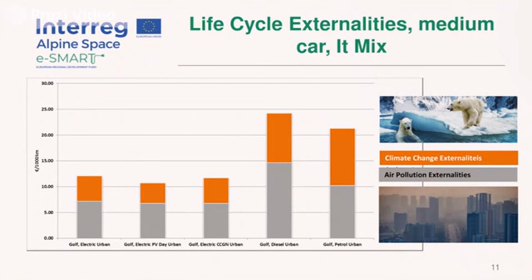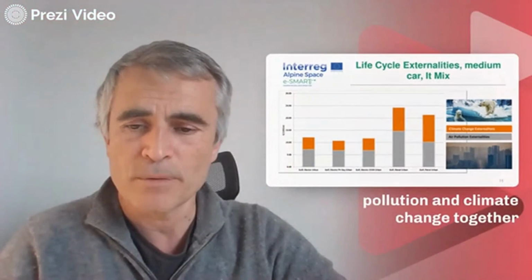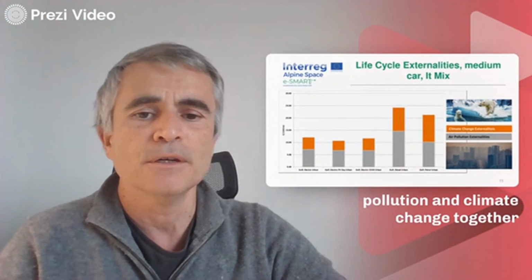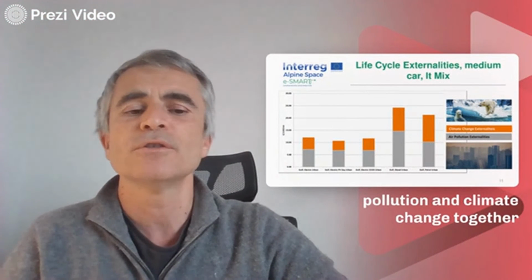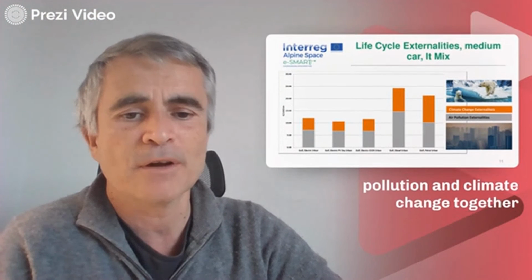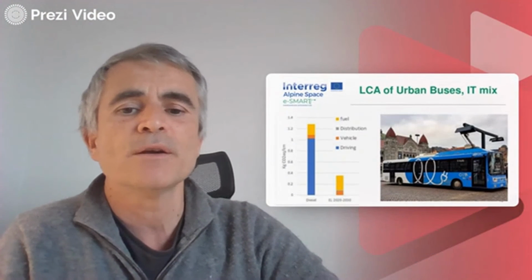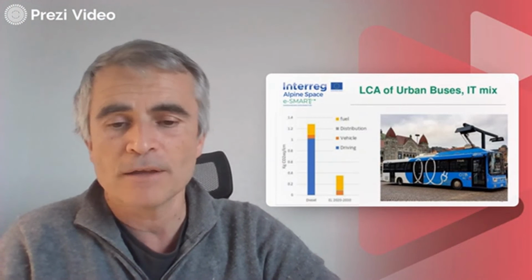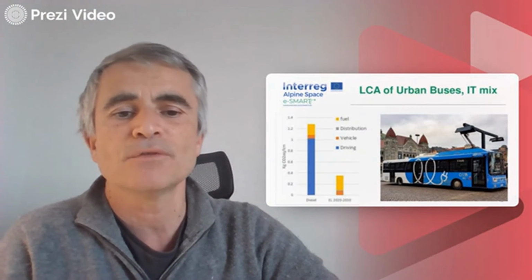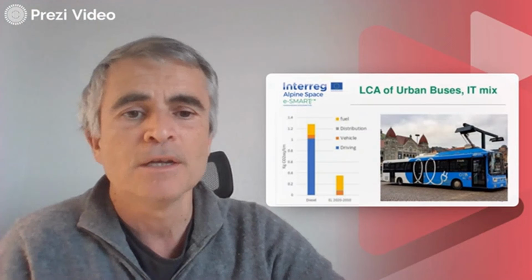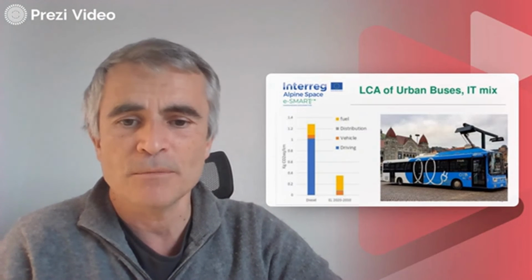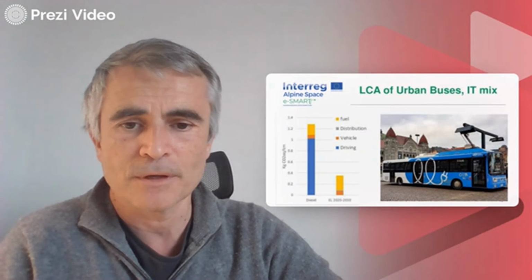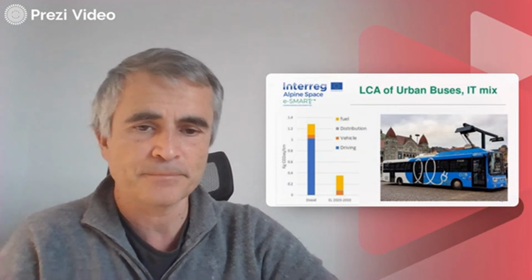And we can say that this is true not only for private cars, for passenger cars, but it's also true, for example, for public transport. So if we compare a traditional diesel bus with an electric bus, we can say that the carbon dioxide emissions are by far lower.